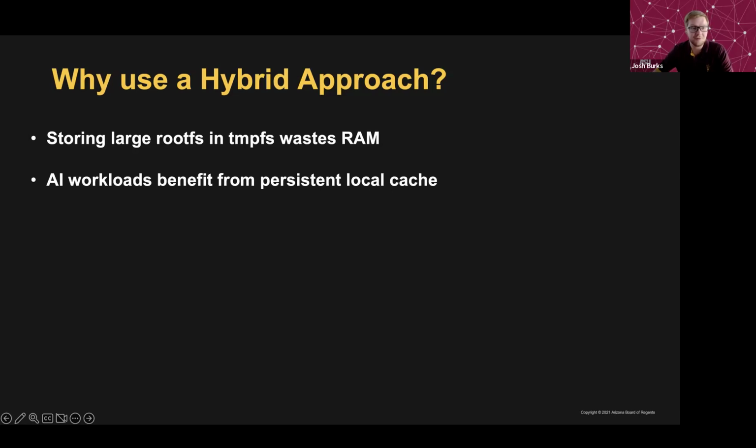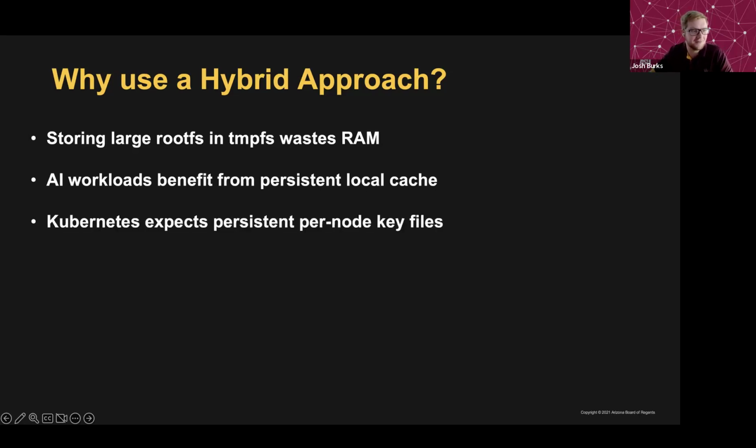AI workloads benefit from a persistent local cache. So anything like a Hugging Face cache, your pre-downloaded models, it's really beneficial to keep those local to the node. If they're mounted over NFS, there can be huge delays trying to pull that down from the network in order to load it onto the accelerator. So having some sort of persistent cache is useful. Sure, you could re-download these every boot, but then you're wasting time re-downloading them from a network cache.